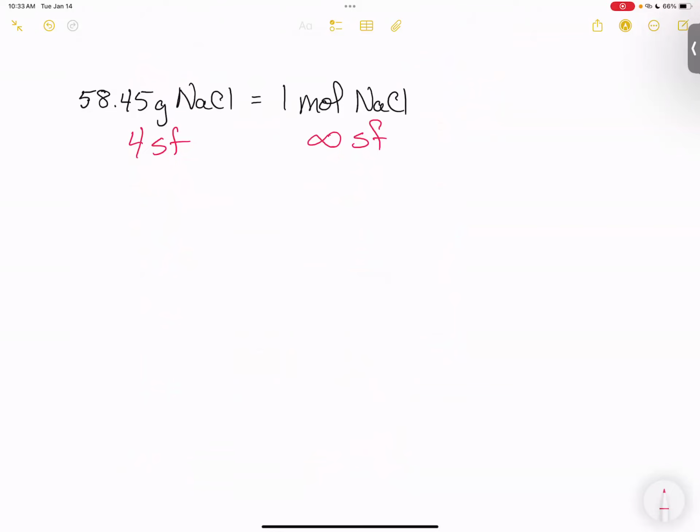So one thing that you will note is anytime I use the periodic table to come up with a mass or a molar mass, I'm gonna think about significant digits associated with that number. But the 1 mole will always have an infinite number of significant digits.